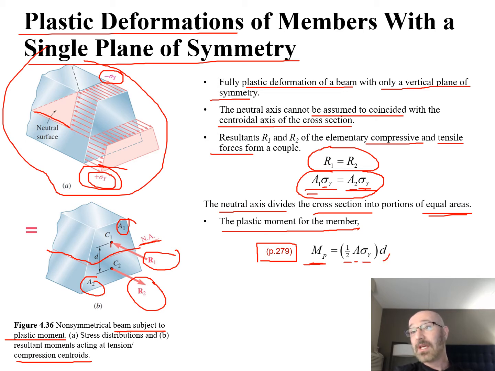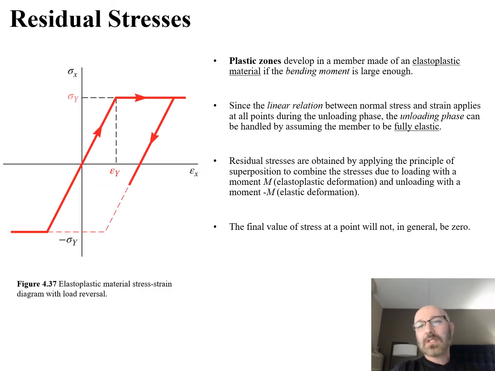Well, now what is D? We come back over here, this distance between our two centroids C1 and C2 right there, that is our distance D that plugs into equation 2.79 from our text. So the next topic I want to talk about here is residual stresses.